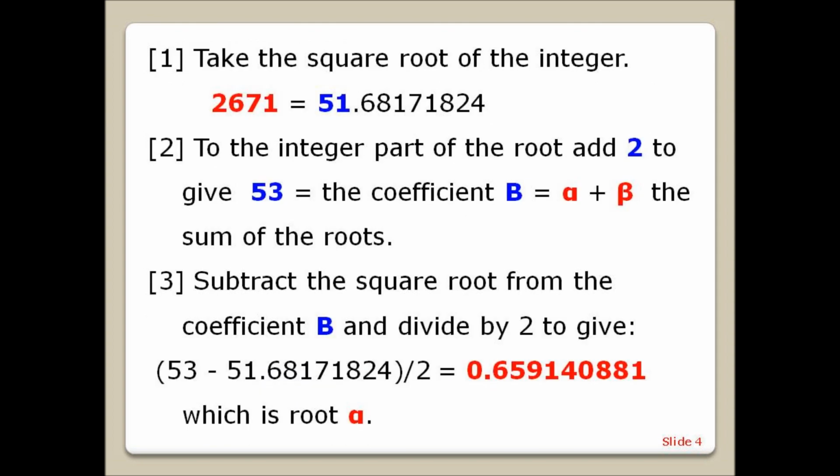1. Take the square root of the integer, which for our example is 2671. 2. To the integer part of the root add 2 to give the coefficient of the quadratic equation b, which is equal to alpha plus beta, the sum of the roots. 3. Subtract the square root from the coefficient b and divide by 2, which will give the root alpha.